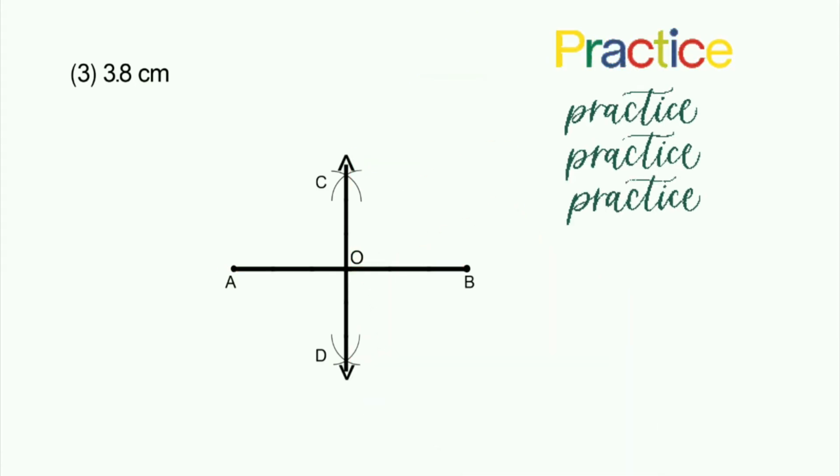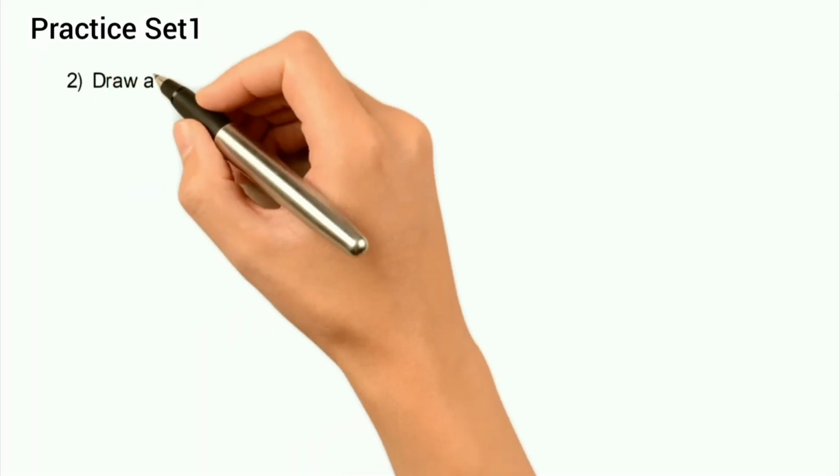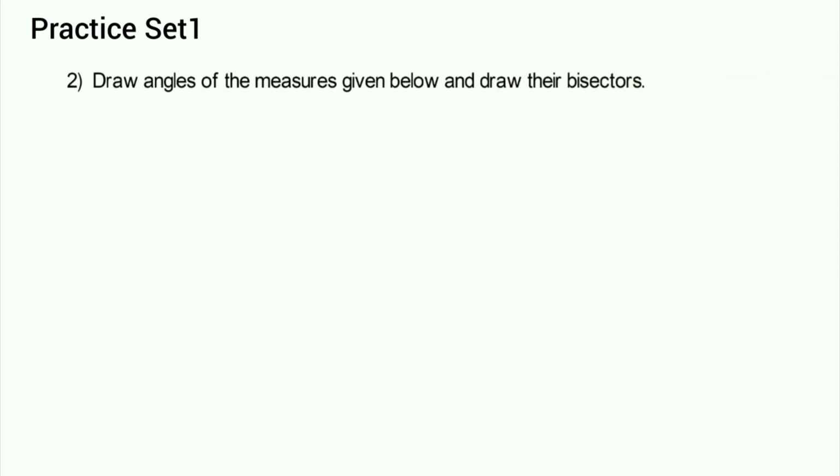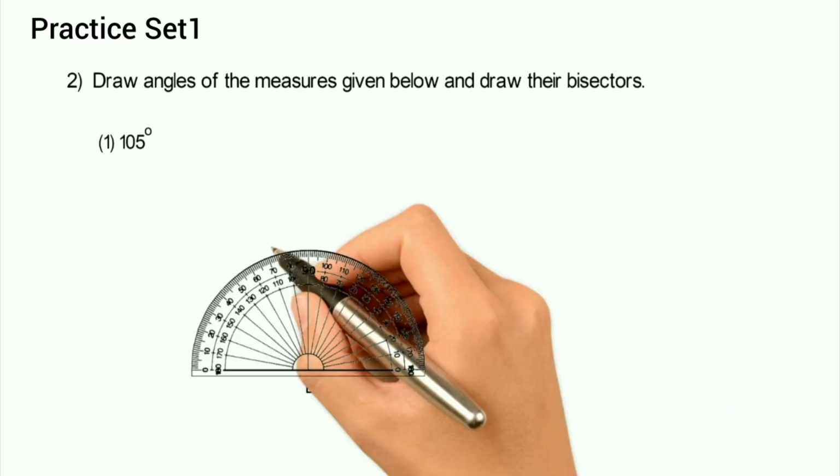Students, let's solve the second question of this practice set, question number 2. Draw angles of the measures given below and draw their bisectors. Draw angle ABC of 105 degree using scale and protractor.